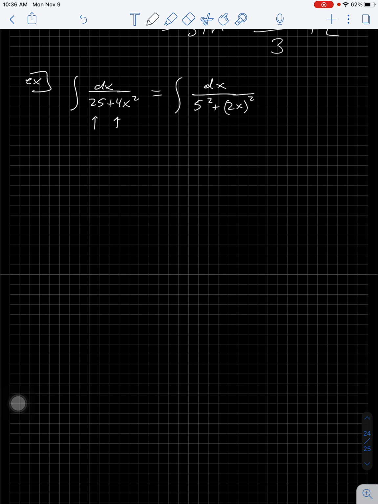Because this isn't just x right here, we can use substitution. Let's let u equal 2x. Then that means that du dx is going to be 2. I can split up my du and my dx.